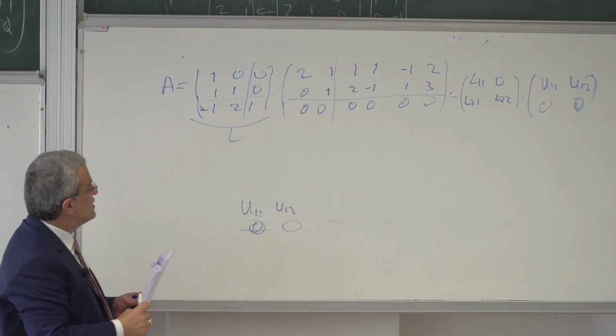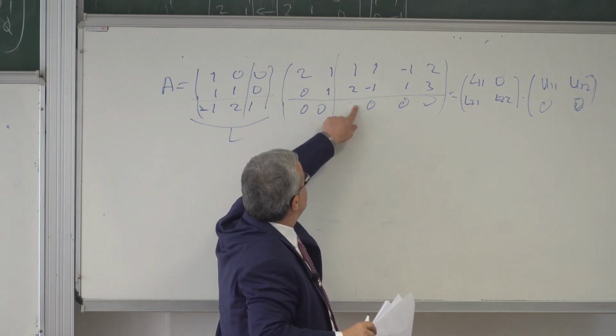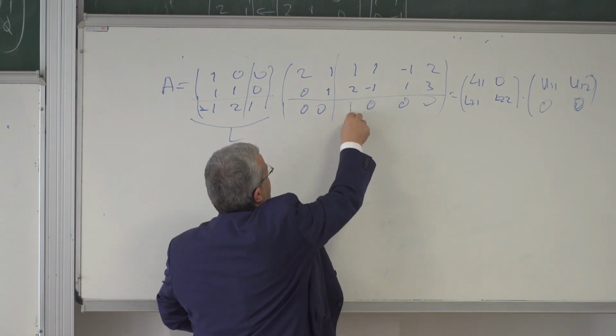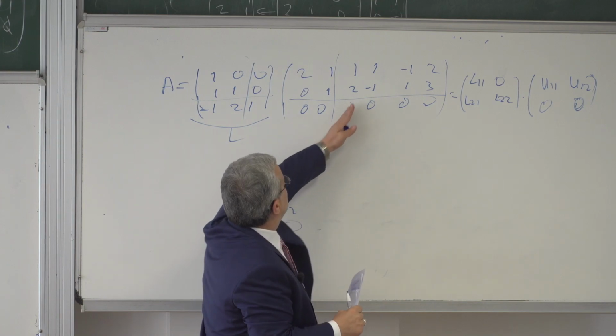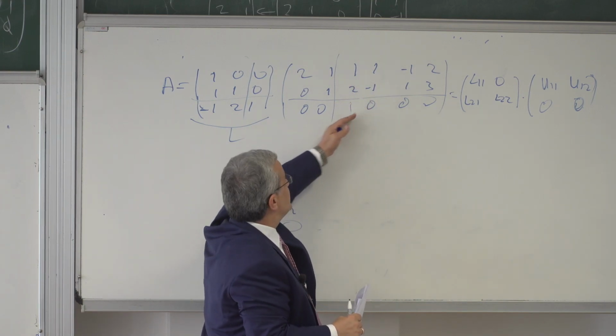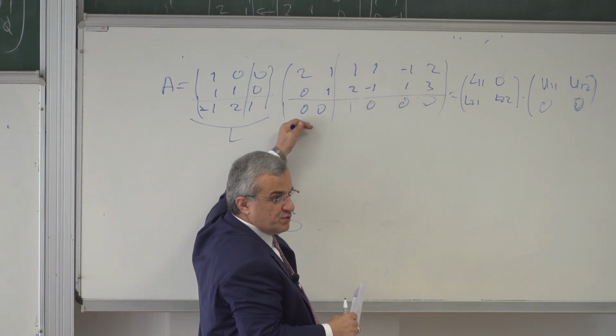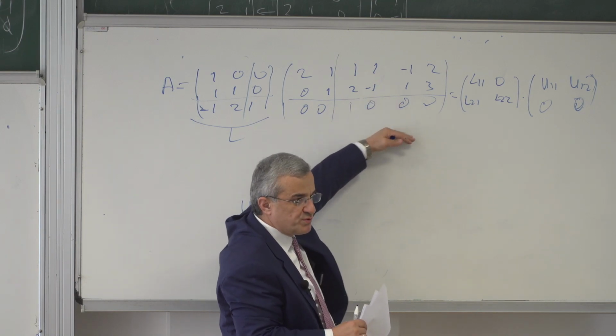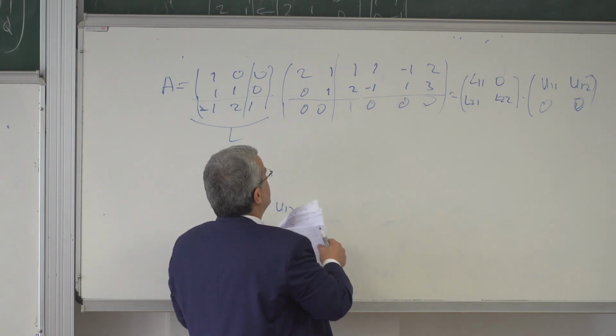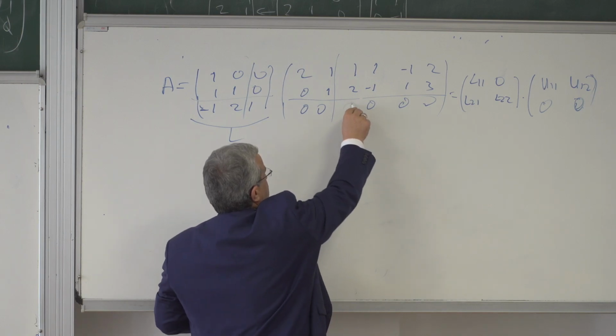Therefore, this necessarily has to be 0, okay? If there was a 1 here, let's say, okay? Then I could just make this, right? This would be U11 and this would be U12. There wouldn't be any 0 rows, okay? So therefore, this is 0.